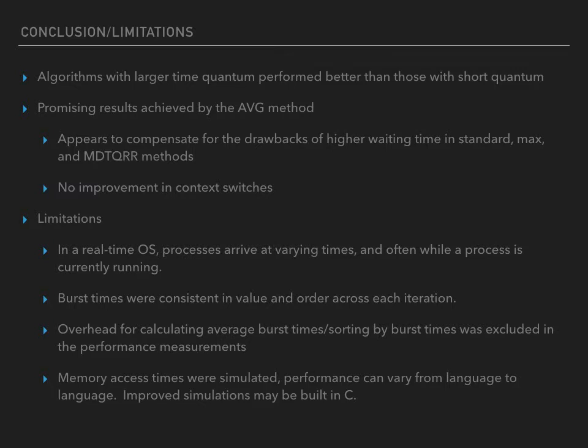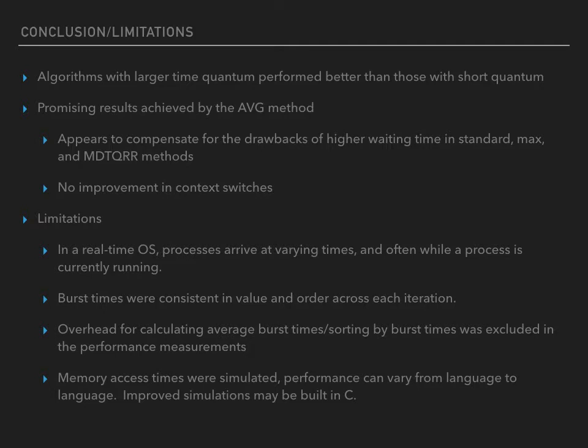To conclude our experiment, we saw algorithms with a larger time quantum perform better consistently than all those with a short quantum. And though we did achieve good results with the average method, there was no improvement in context switches from the following best 3 algorithm comparisons. But it does appear to compensate for the drawbacks of the higher waiting time in standard max and the multidynamic time quantum round robin methods.